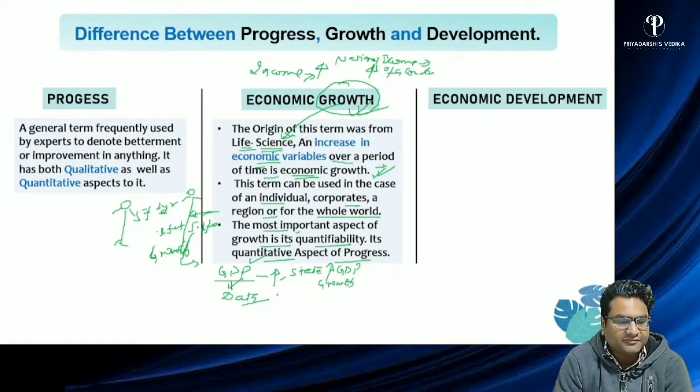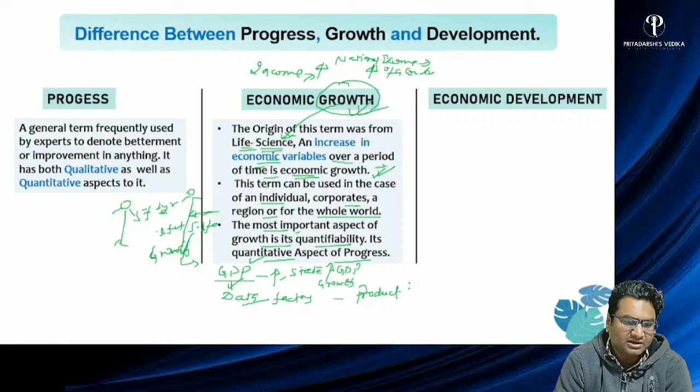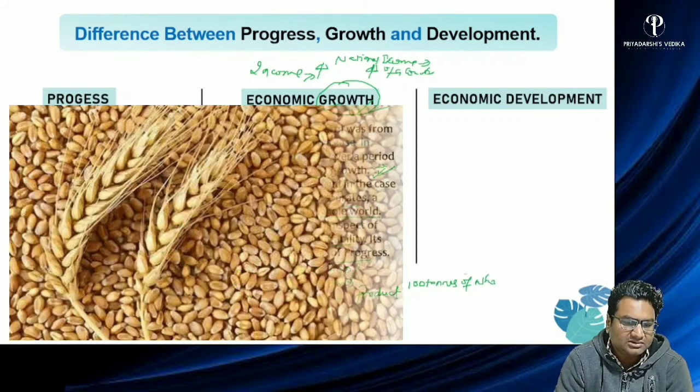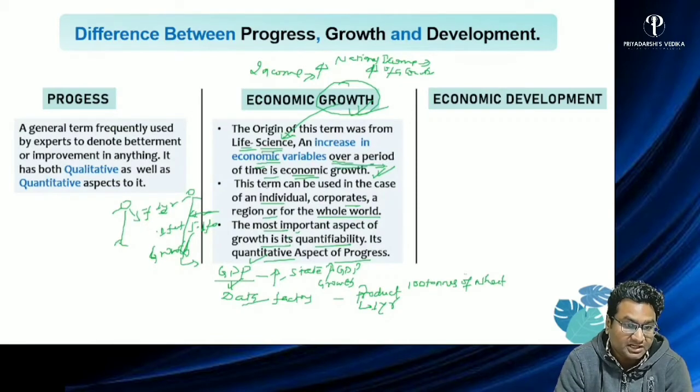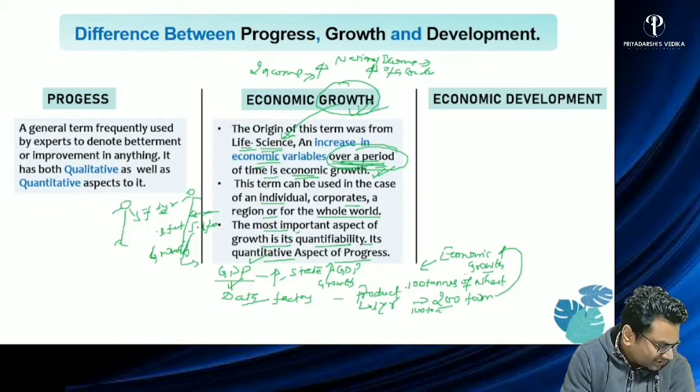Like if some factory has got production. Okay, if some factory is producing 100 tons of wheat, and next year, over a period of time, that's why it is written over a period of time, if it has made 200 tons of production, means what? This factory has done economic growth. This factory has done 100 tons of growth. This growth will be considered under economic growth, right?